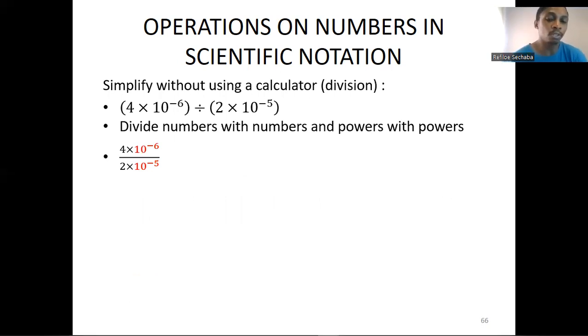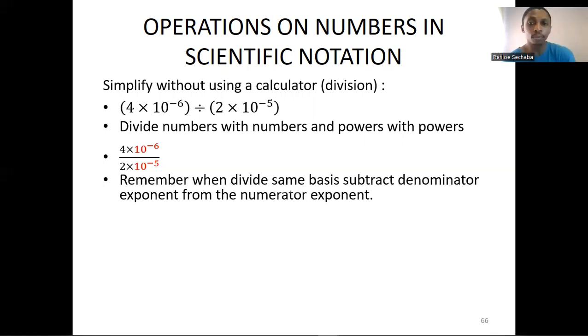Now, when you divide the numbers, it'll just be 4 divided by 2. 4 divided by 2 is just 2. But the powers, though, you're going to write it as a single base, but then you take the numerator exponent, you minus the denominator exponent. Okay, the numerator exponent, you minus the denominator exponent.